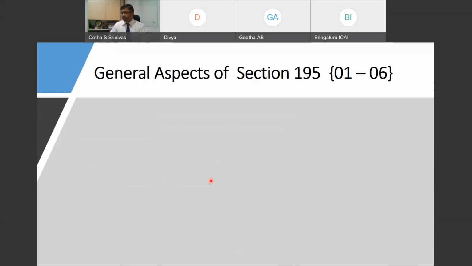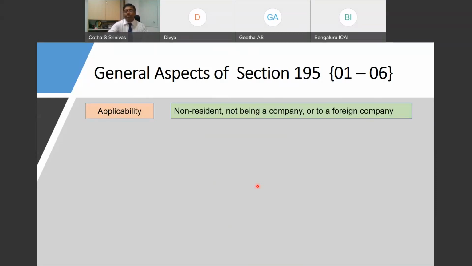Now we'll move on to the general aspects of section 195. Now let us see the applicability of this. It applies to a non-resident not being a company or to a foreign company. So whenever a payment is made to a non-resident who is not a company or to a foreign company, section 195 will be applicable. So these are the general aspects of section 195.